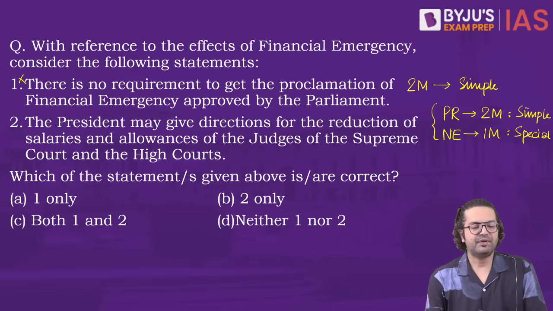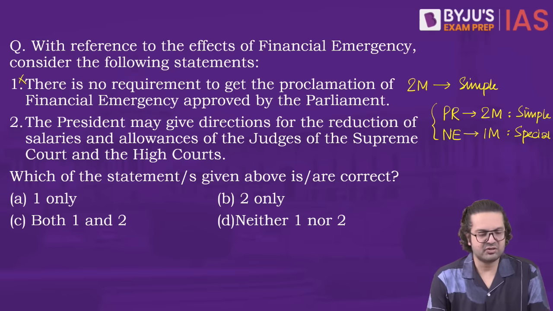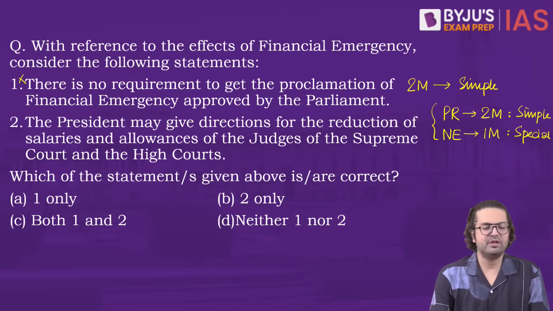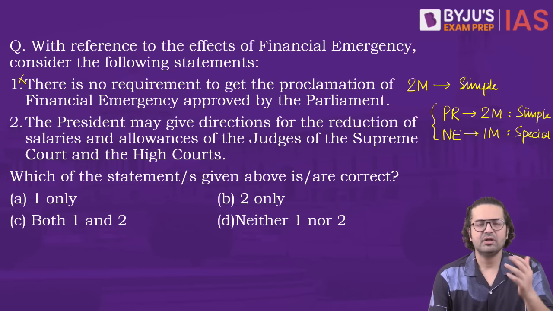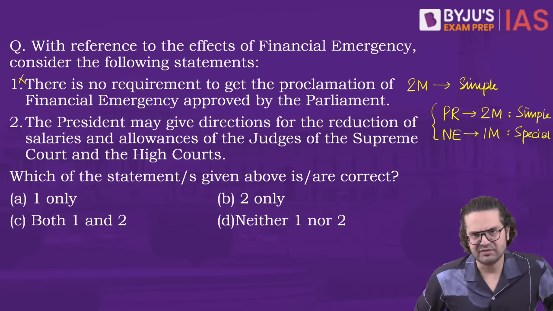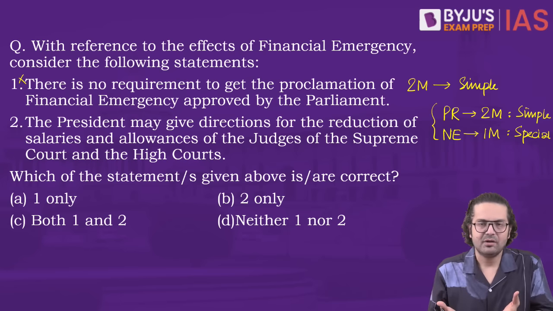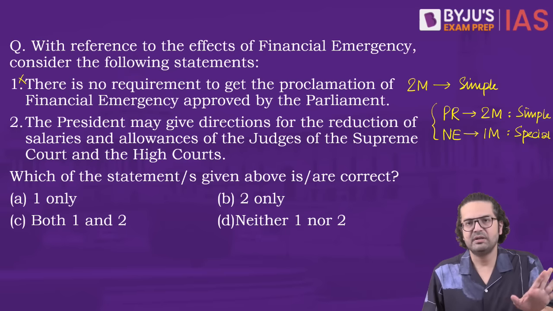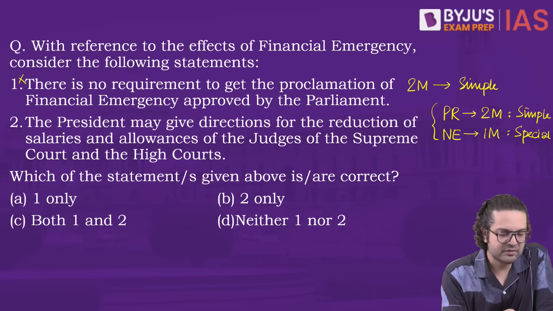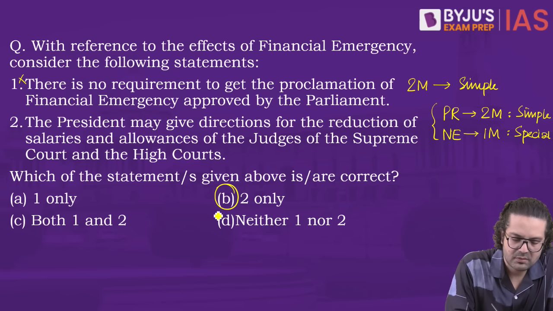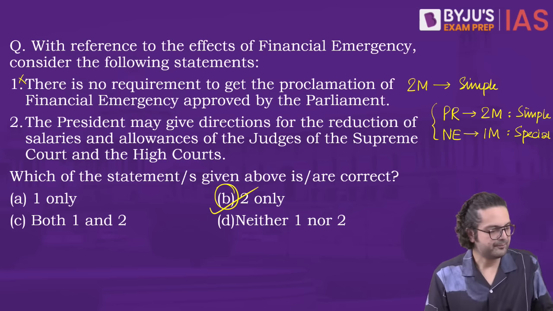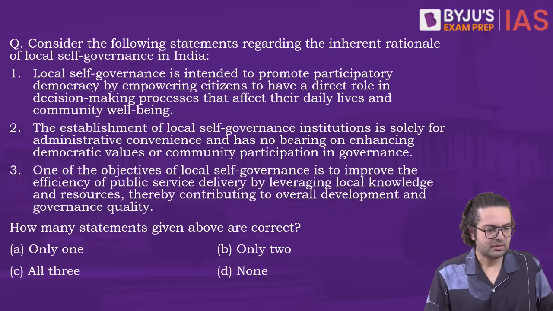Number 2, the president may give directions for the reduction of salaries and allowances of judges of the Supreme Court and High Courts. Yes, any class of persons' salaries can be reduced during a financial emergency. Of course, the country has no money. What are you crying about? Give my salary, give my salary. Forget all that. No money, right? So, which of the statements given above is or are correct? B, 2 only. Next question.